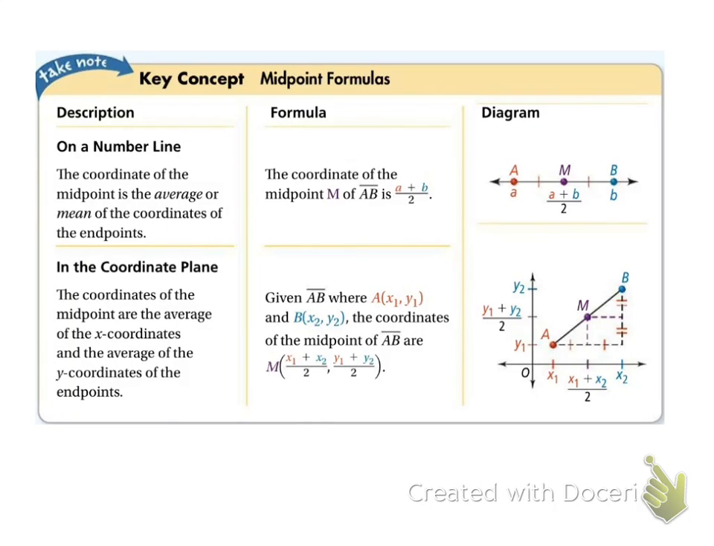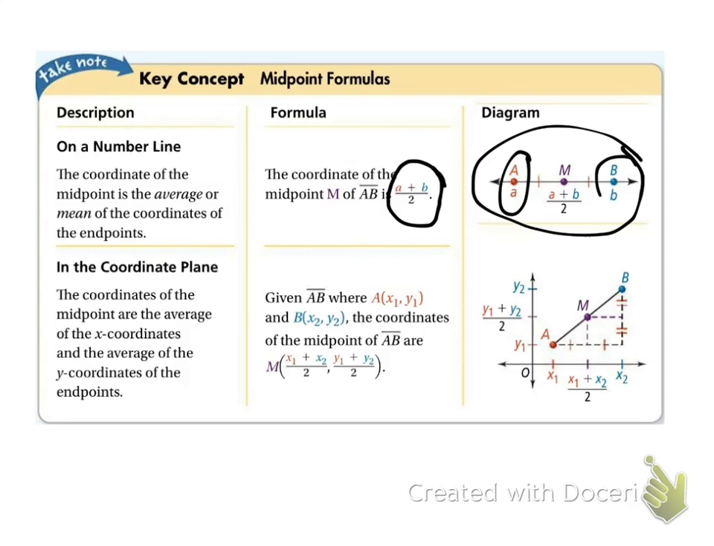Alrighty, this is 1.7 of geometry. Midpoint formula. So when we're working with a number line, our midpoint formula is a plus b, the coordinates of the points added together, divided by 2, and that gives us our midpoint.